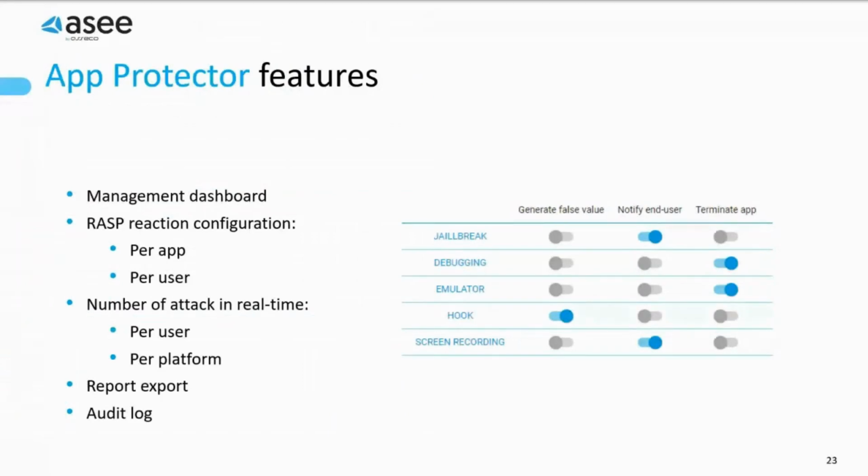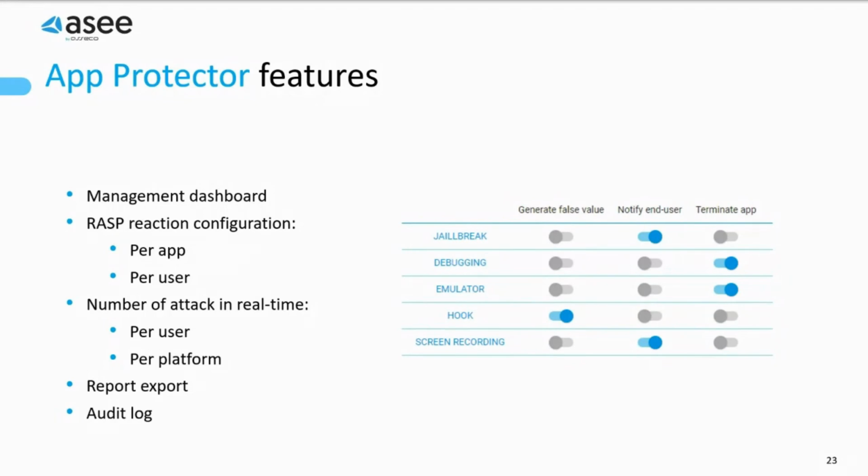Some of the features that we provide within the dashboard is a management dashboard. The owner of the app can create configuration per app or per user, so he can decide, for example, for some user that is very important to me, if we detect some attack, please don't terminate the app, just notify him. We also provide number of attacks in real time per user and per platform, and all of these reports can be exported into Excel or CSV file.